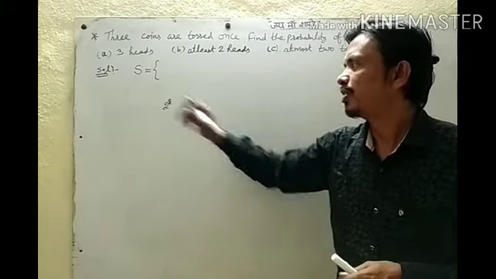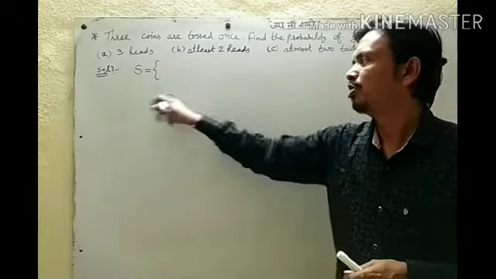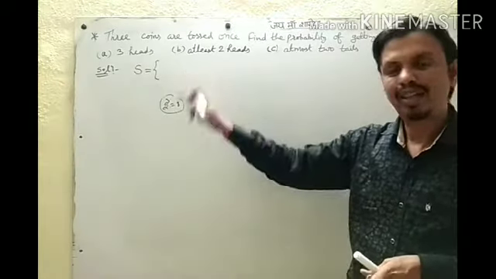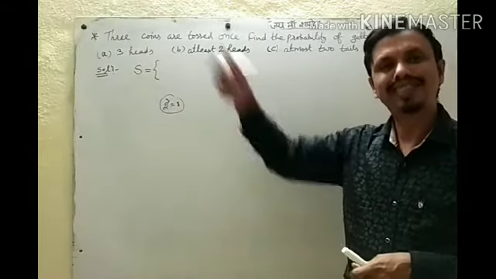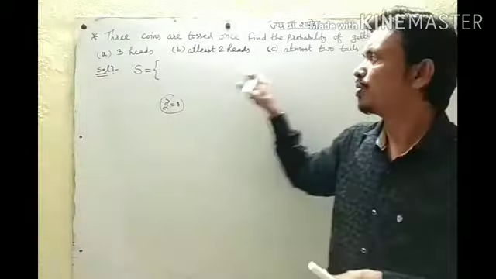2 to the power 8. Sorry, 2 to the power 3, which means 8. 8 outcomes will be there. 2 faces are there, head and tail, and we are tossing 3 coins. So 2 to the power 3, which is 8. 8 outcomes are there. How to write these 8 outcomes?